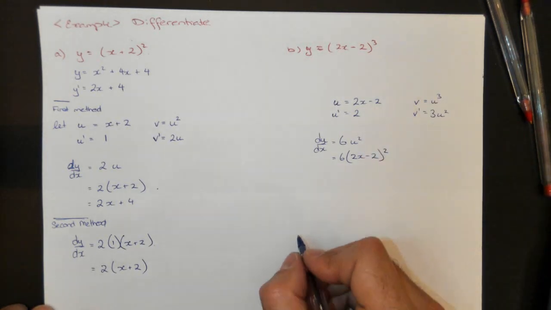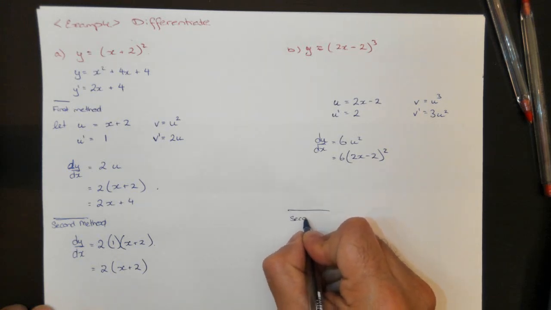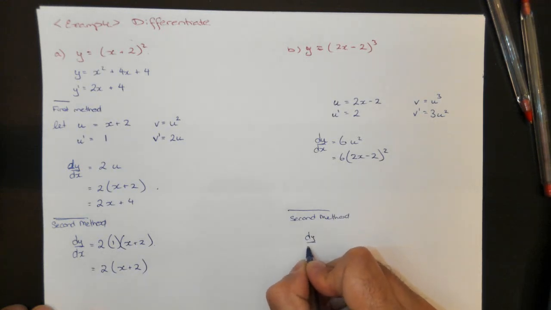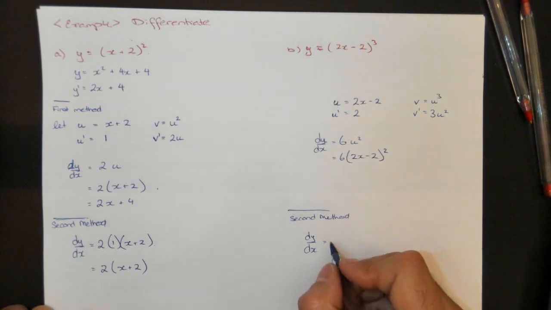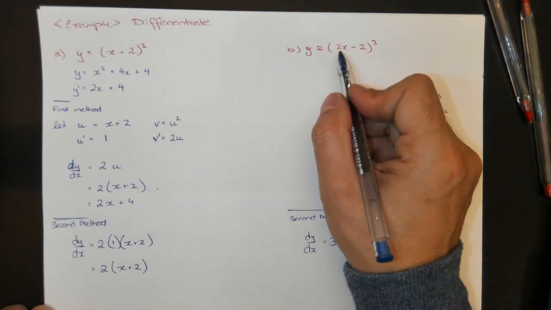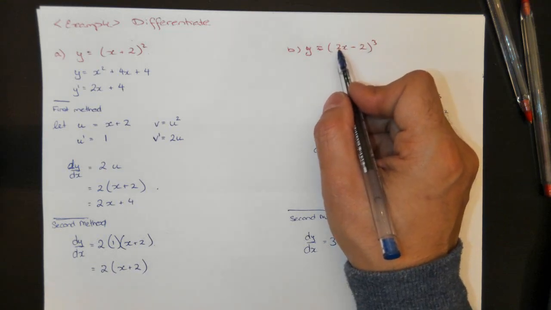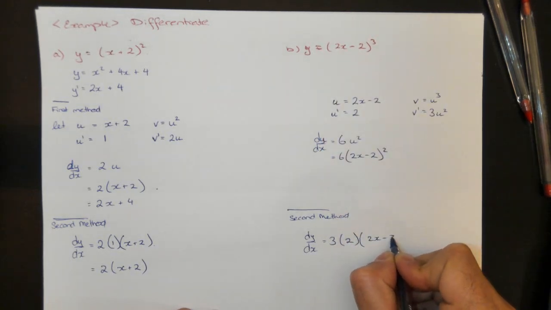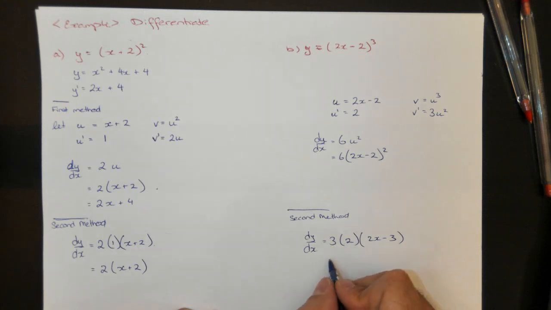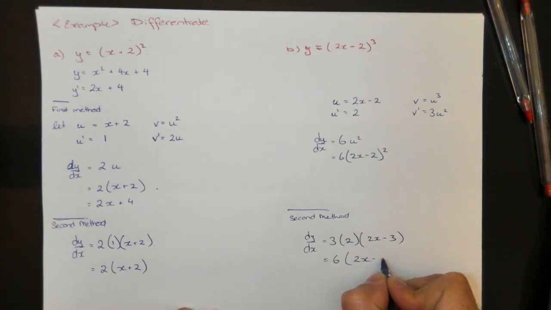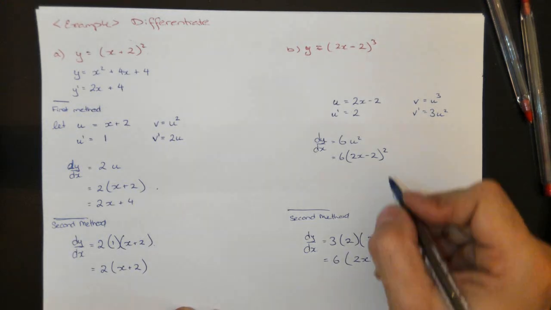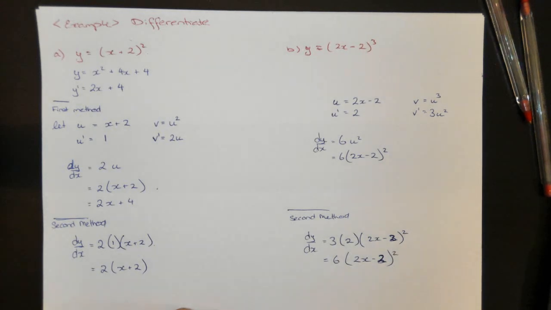Obviously here we could go with the second method. So do dy over dx: bring the power down, multiply by the derivative of whatever's inside. At the moment the derivative inside is just 2. And then write down the stuff on the inside, which has not changed. So 3 times 2 is 6, 2x minus 2. Oh, sorry, that's a 2. And then obviously bring the power down as well.